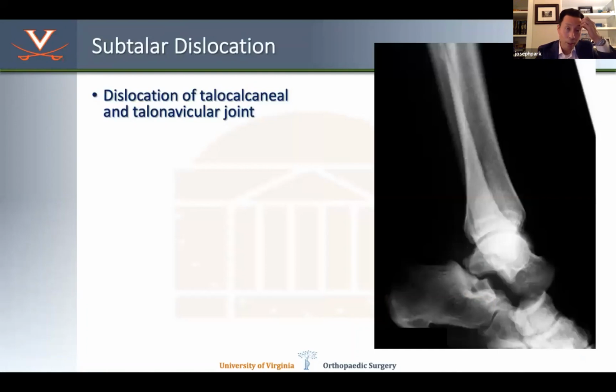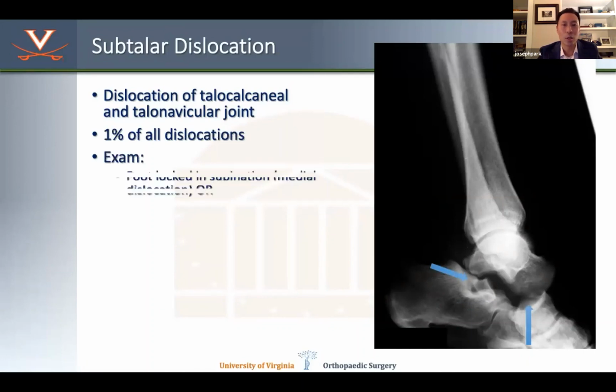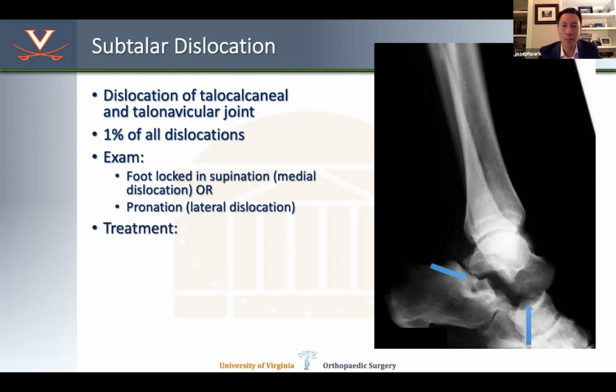So going forward, or more distal into the foot and ankle, the subtalar dislocation is when you dislocate the talocalcaneal or subtalar joint, as well as the talonavicular joint. It makes up 1% of all dislocations. On exam, the foot can be locked in supination for a medial dislocation, or pronation, which would be a lateral dislocation. I think medial dislocation is way more common.